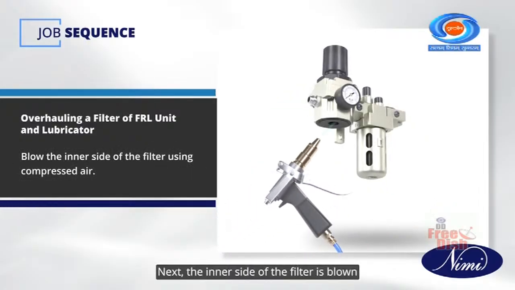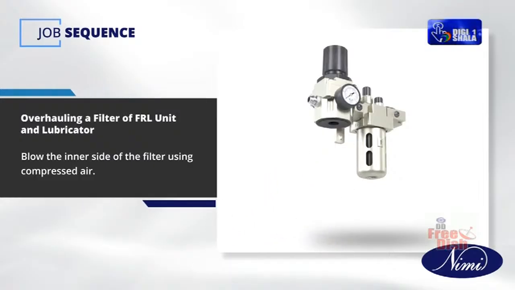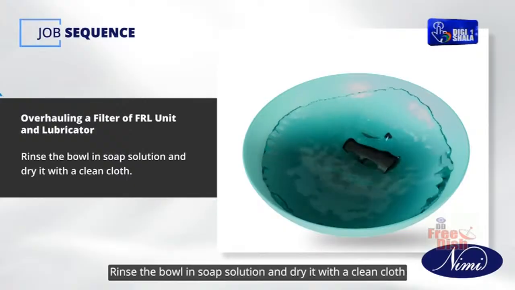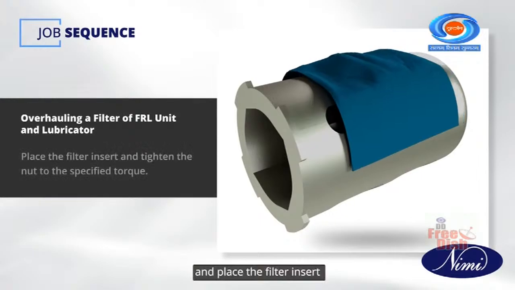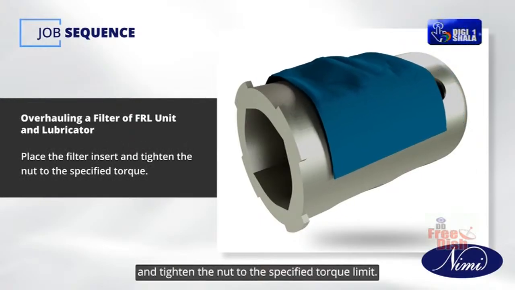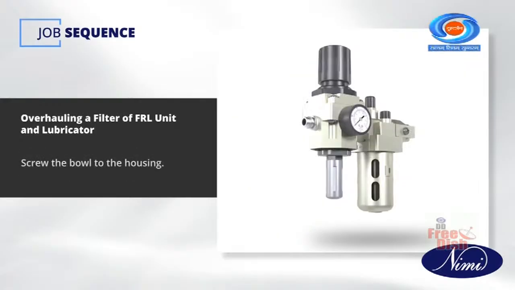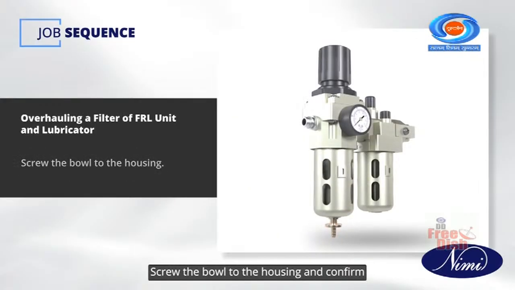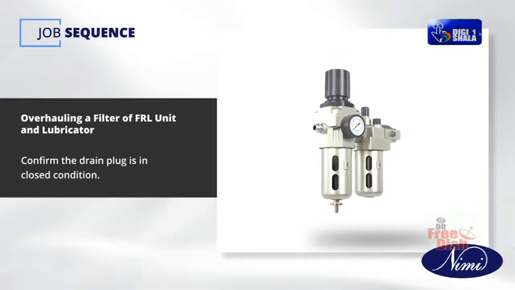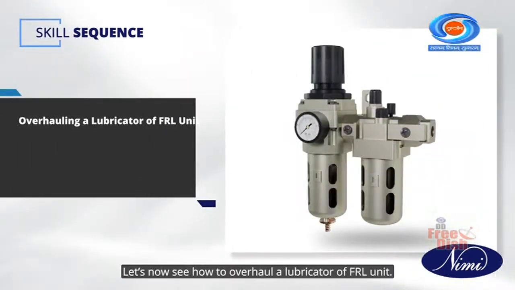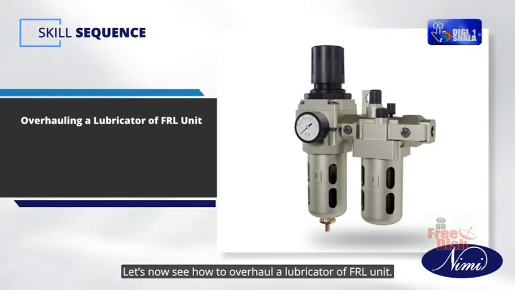Next, the inner side of the filter is blown by using compressed air. Rinse the bowl in soap solution and dry it with a clean cloth and place the filter insert and tighten the nut to the specified torque limit. Screw the bowl to the housing and confirm the drain plug is in closed condition. Let's now see how to overhaul a lubricator of FRL unit.